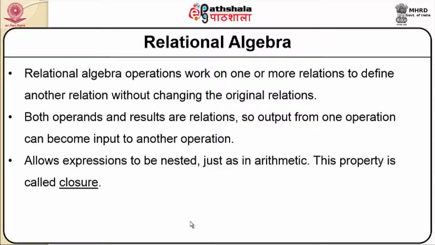To talk specifically about relational algebra, operations work on one or more relations to define another relation without changing the original relations. So, both the operands and the results are relations. Output from one operation can become input to another operation. It allows expressions to be nested just as in arithmetic, and this property is called the closure property.